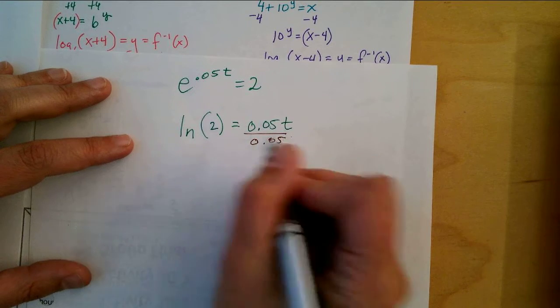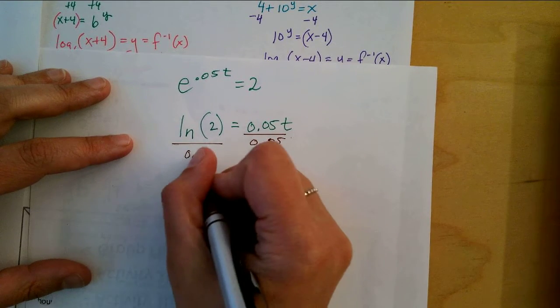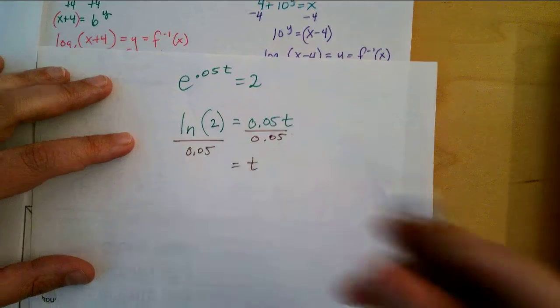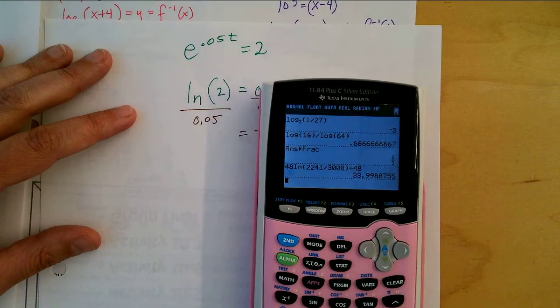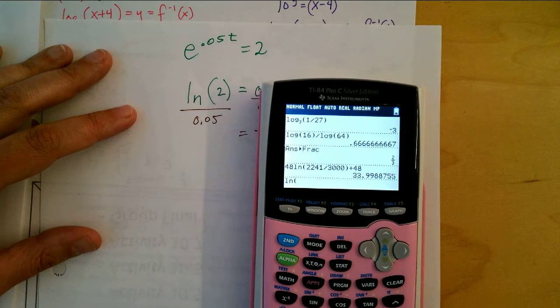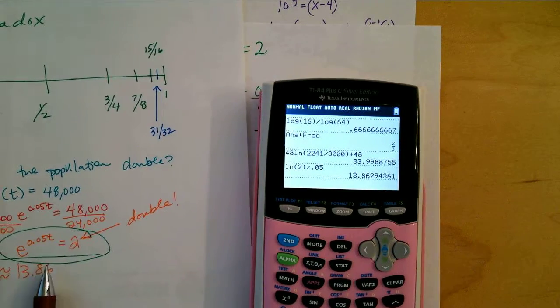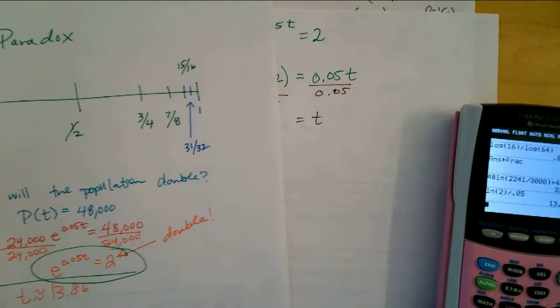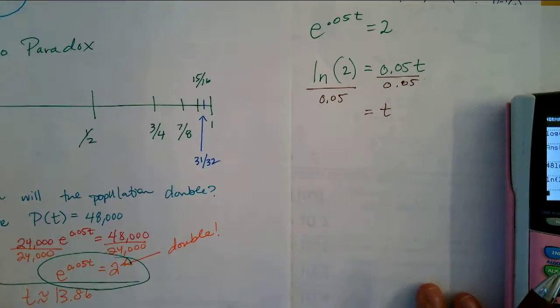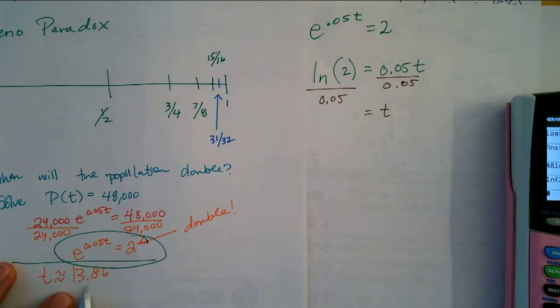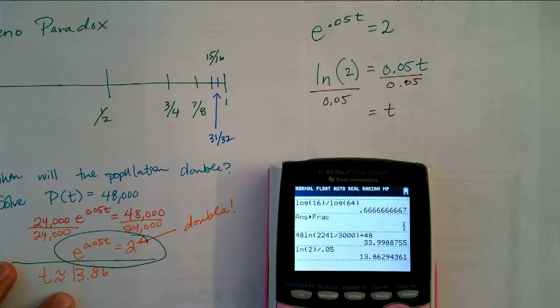Isn't that just multiplied? So check it out. If I go ln of 2, close the parentheses, very important to close the parentheses, divide by 0.05, check that out. That's the exact same answer I got. You see, that's the exact same answer on the calculator that I got when I solved it graphically.